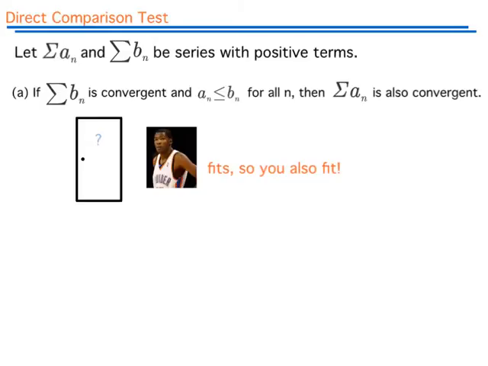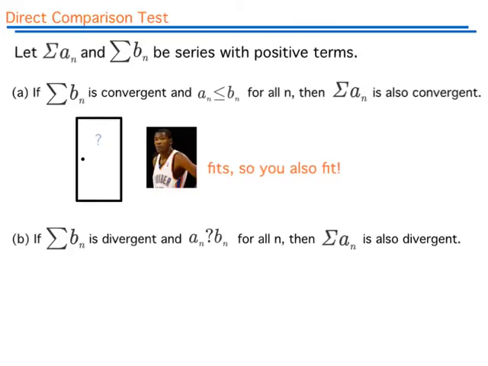The second part of this says, if the sum of the b sub n's is divergent, what relationship would I need to have between my two series in order to know for a fact that my other series is also divergent? Think about this, and if it's helpful, think about the door again. I have a series that's too big to fit through the door. What would need to be the relationship between the series that I'm trying to find out about and this series in order to know that my series is also divergent? Pause and come back to me when you've figured it out.